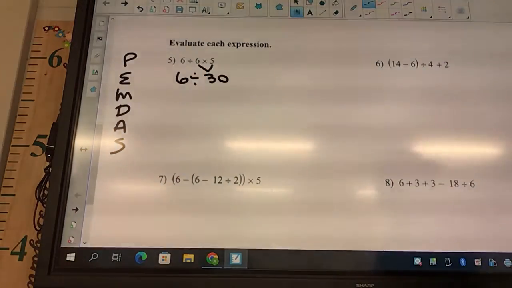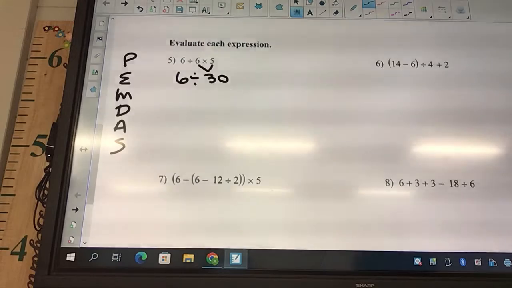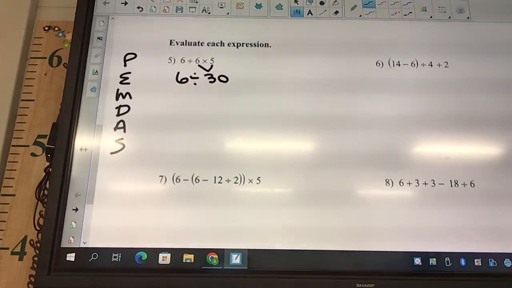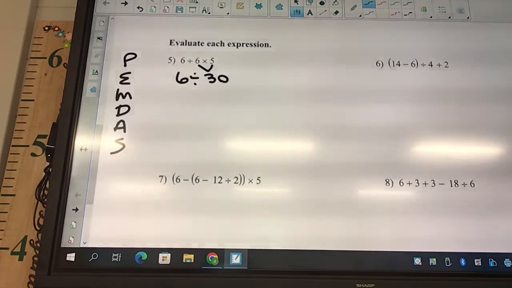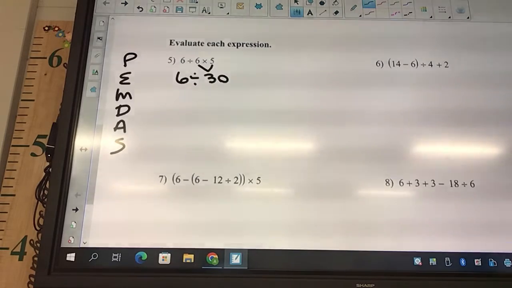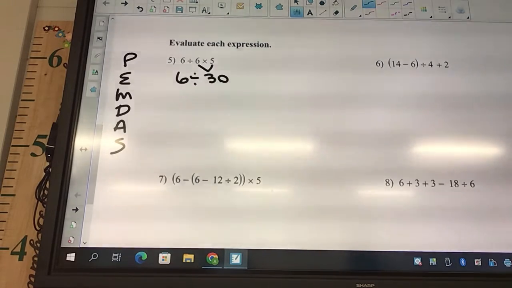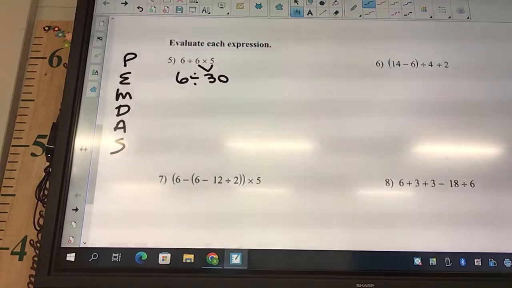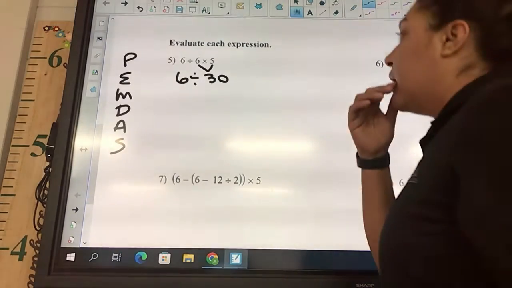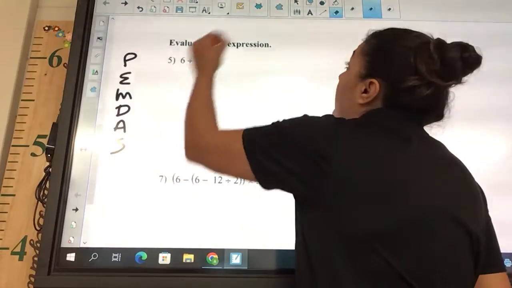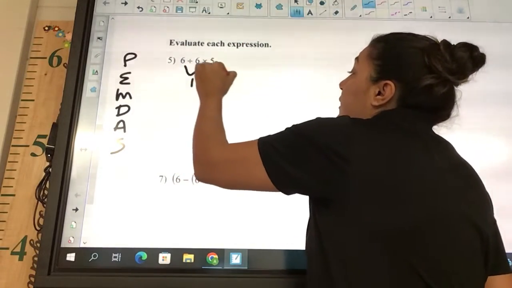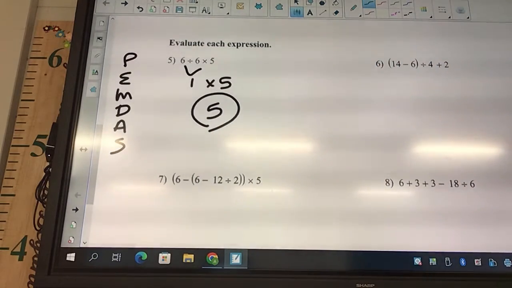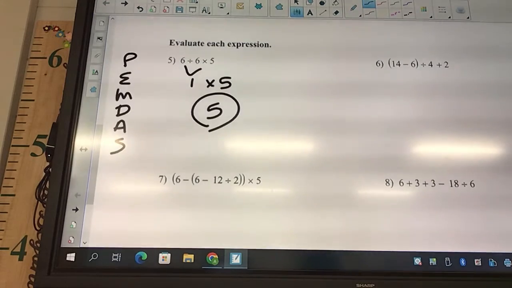Okay, and then, so this one is tricky because what is 6 divided by 30? 0.2. Does that seem right? No, because multiplication and division can be flip-flopped. So what makes more sense to do? 6 divided by 6, which is 1. Okay, and then we got that times 5, which is 5. So it makes more sense to do the division first. You do it from left to right.